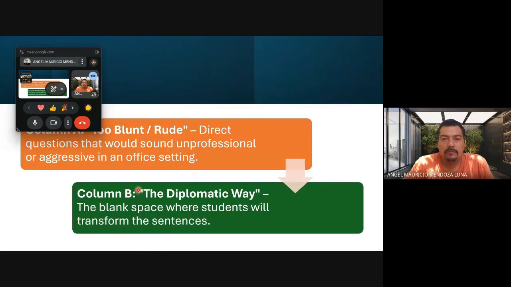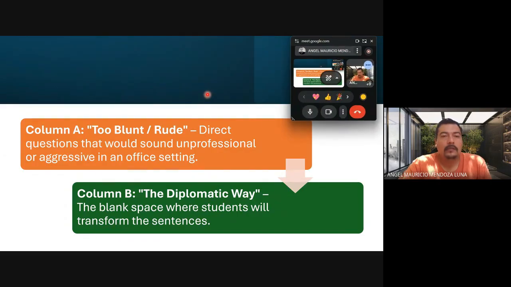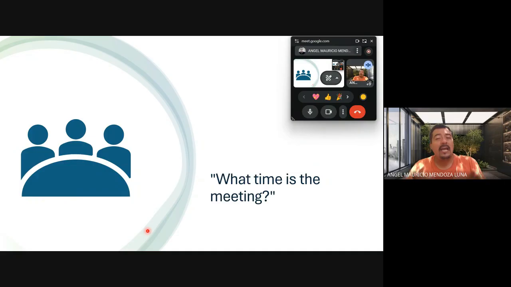So what you got to do over here, I am going to share with you, my friends, two blunt or rude direct questions that will sound unprofessional or aggressive in an office setting. And you are going to work on the blank space where students will transform the sentence. Due to timing, it can be done orderly, or in the sharing box, sharing will be nice. All right, let's take a look at the first item. What time is the meeting?